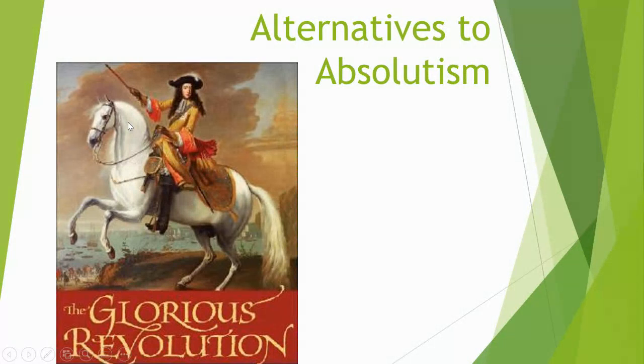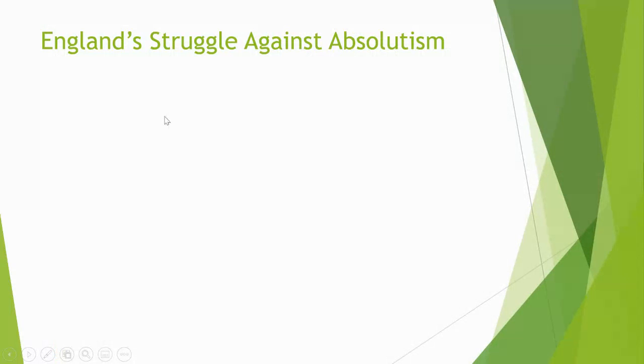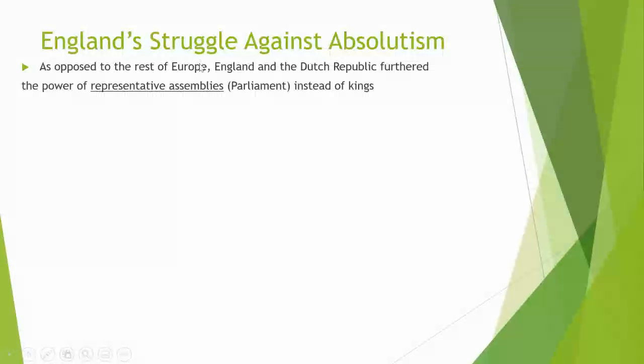So again, some alternatives to absolutism. We talked about Spain, Austria, Prussia, Russia, France, and how they started to be centralized and eventually absolutist leaders. But we're going to look at some countries in Europe that went the opposite way. So we're going to focus on England. And if you remember talking about the English Civil War a little bit, this is going to be a bit of a recap of that.